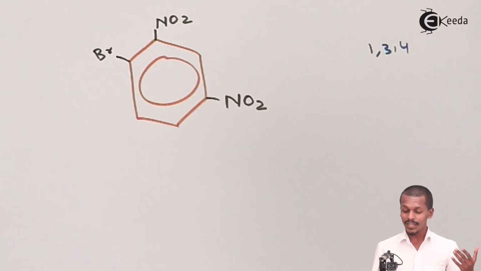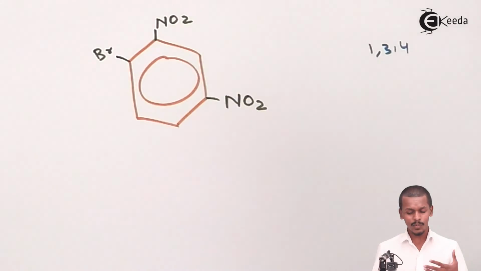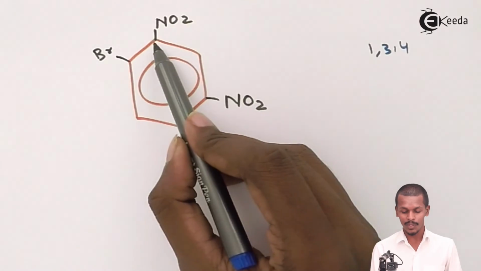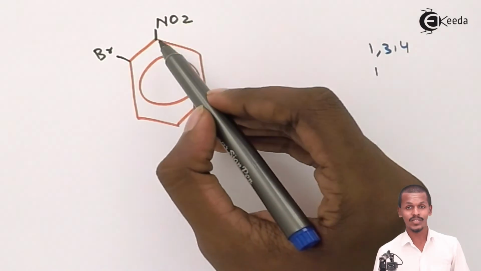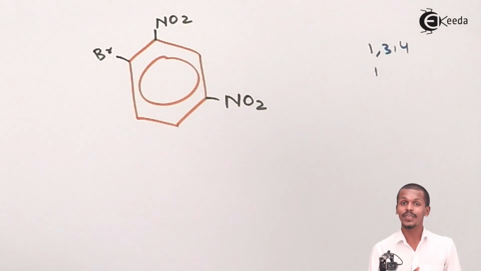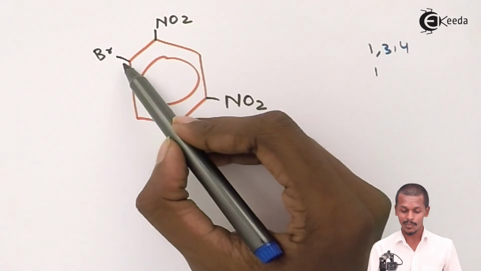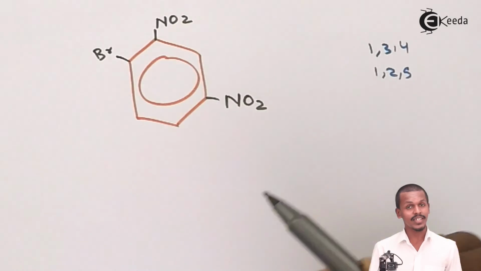But what if I number it from here? This one could be 1, and the direction could be clockwise or anti-clockwise. Suppose this is considered carbon number 1, then this one would be considered 1. So I have two options, clockwise or anti-clockwise. I should go with that direction where I get the lower numbers. So this is carbon number 2, 3, 4, 5. This is the combination that we have got.